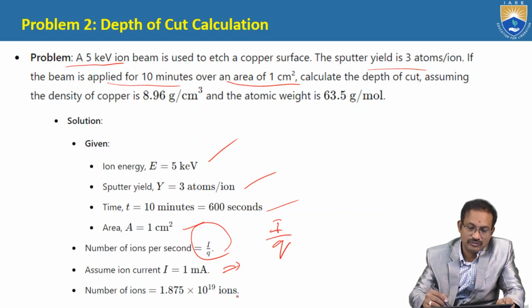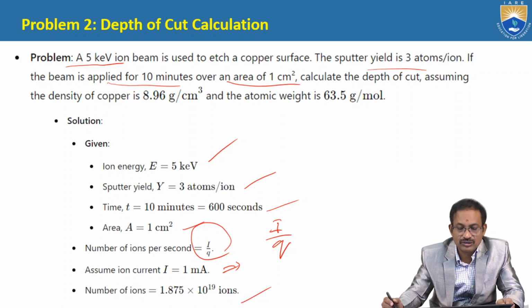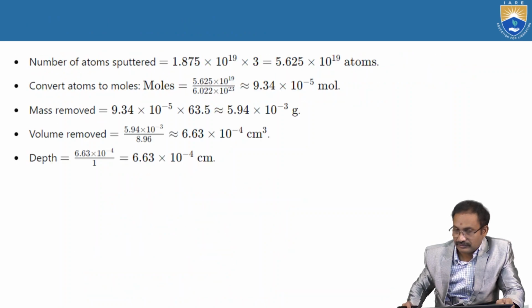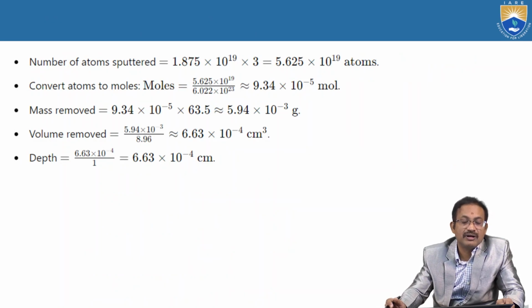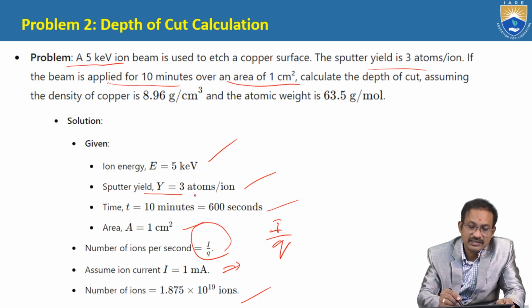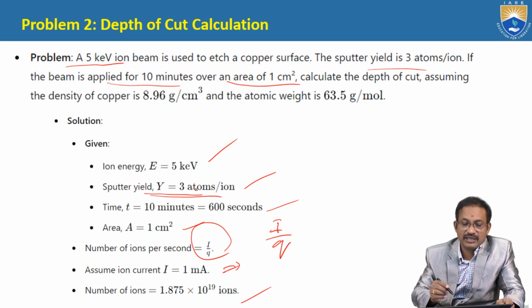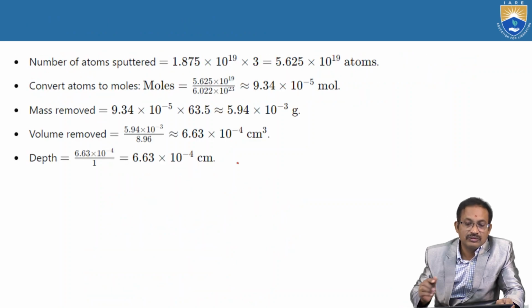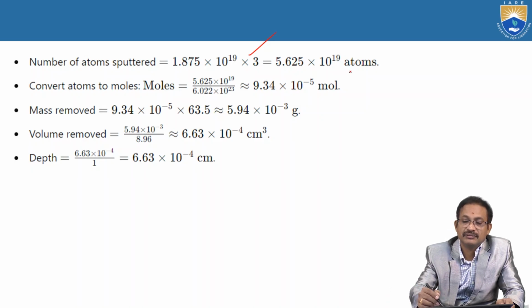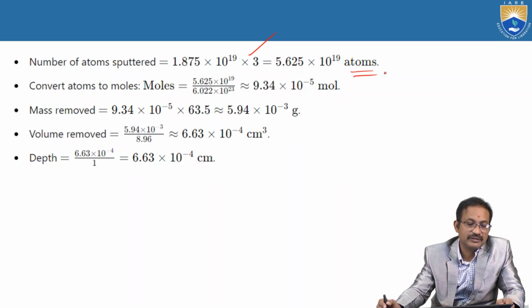So 1.875 into 10 power 19 ions. Now the number of atoms sputtered is 1.875 into 10 power 19 into 3. Why? Here sputter yield Y equals 3 atoms per ion. So 3 is given here, so we multiply with that 3 and we get the number of atoms sputtered.